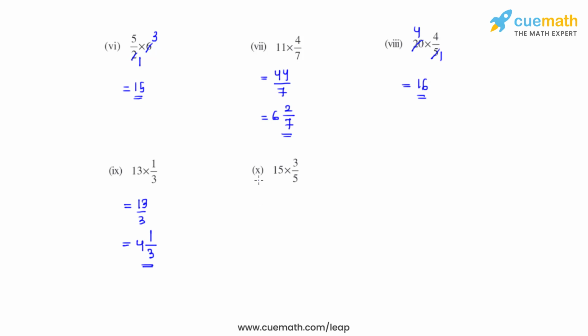Now the last bit, which is the 10th bit, we have 5 times 3/5. If we divide 15 by 5, we get 3. So the answer for this will be 3. And this is how we solve this question.